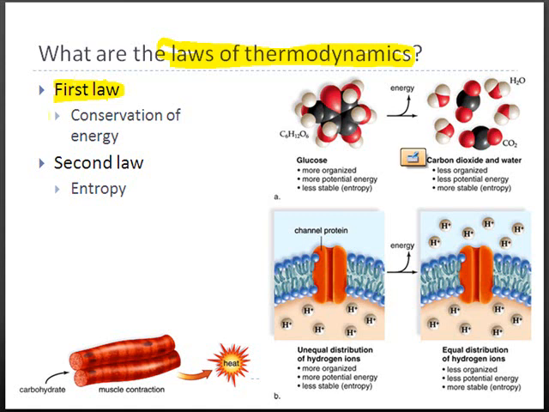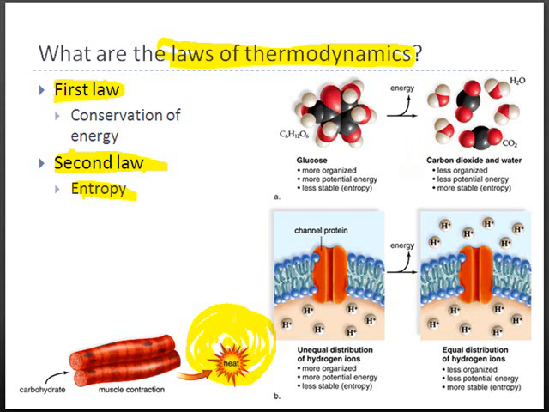The second law of thermodynamics is also called the entropy law. And this basically says that any time I do that changing of energy from one form to another, I will not get a 100% transfer. Some of the energy that I'm converting from one form to another will always be lost in the form of heat. And that heat is basically lost in the environment.